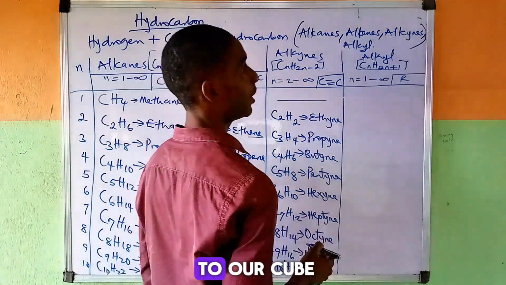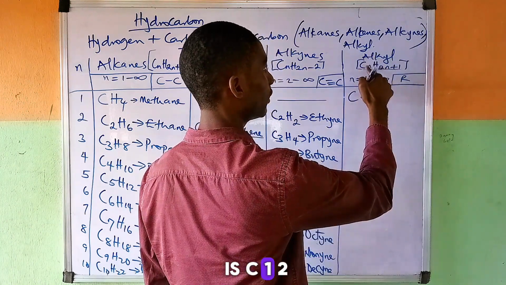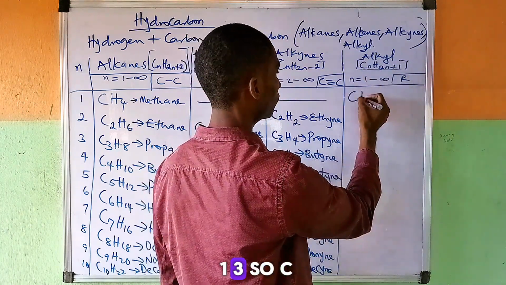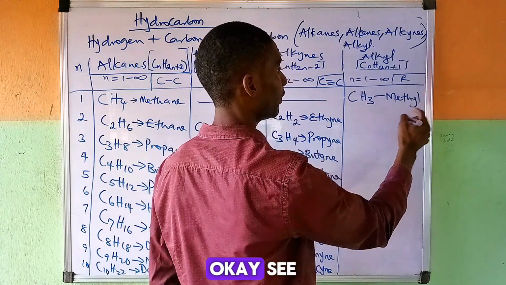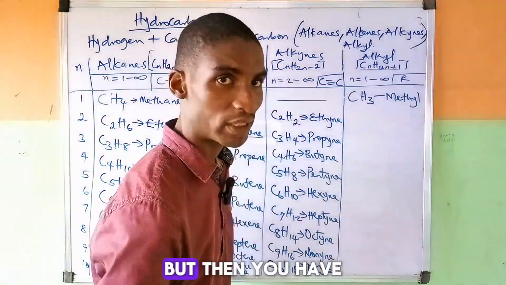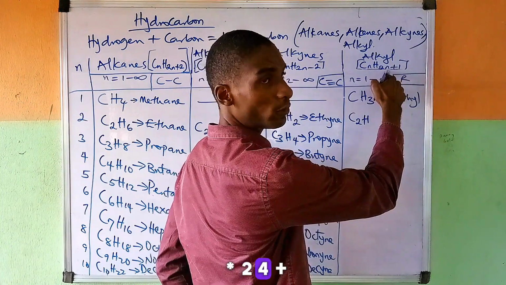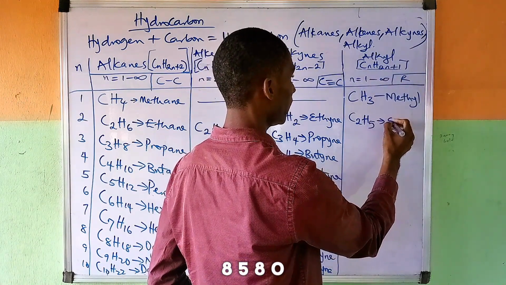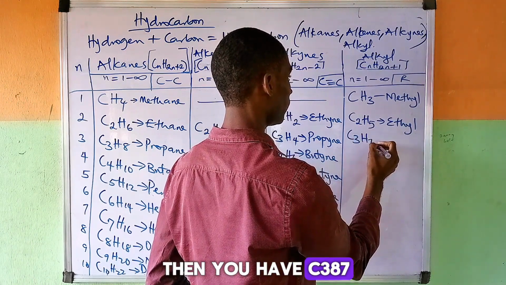And then let's get to the alkyl group. They have a first member. So the first member will be C1, 2 times 1, 2 plus 1, 3. So CH3. That is methyl. Can you see meth now? 1 carbon. Then -yl because it's an alkyl member. Then you have C2H, 2 times 2, 4 plus 1, 5. C2H5. Ethyl. Then you have C3H7.